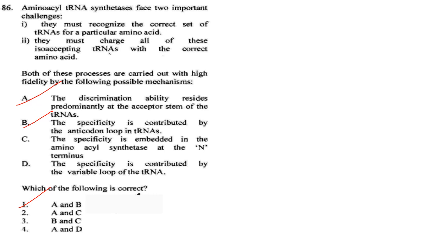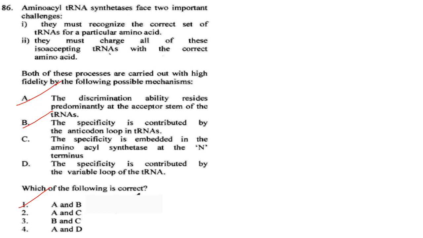Then next one. Aminoacyl tRNA synthetases face two important challenges. They must recognize the correct set of tRNAs for a particular amino acid. They must charge all of these iso-accepting tRNAs with the correct amino acid. Both of these processes are carried out with high fidelity by the following possible mechanism. The discrimination ability resides predominantly at the acceptor stem of the tRNAs.